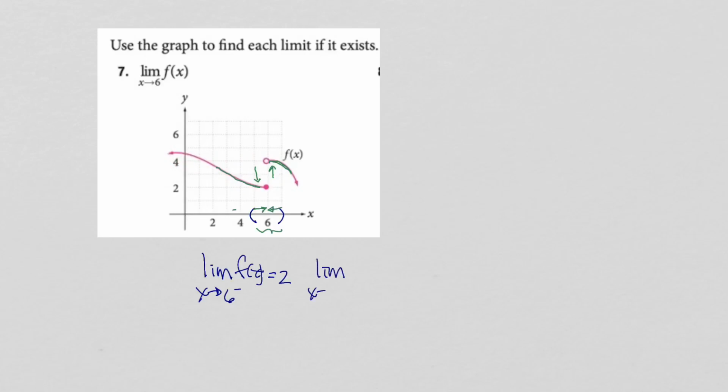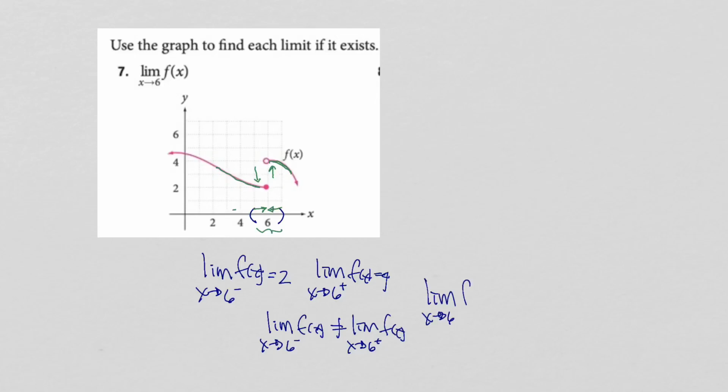The limit as x approaches 6 from the right side of f of x, this is 4, and because the limit as x approaches 6 from the left of f of x is not equal to the limit as x approaches 6 from the right of f of x, we're going to say that the limit as x approaches 6 of f of x does not exist. And how about if we just write DNE?